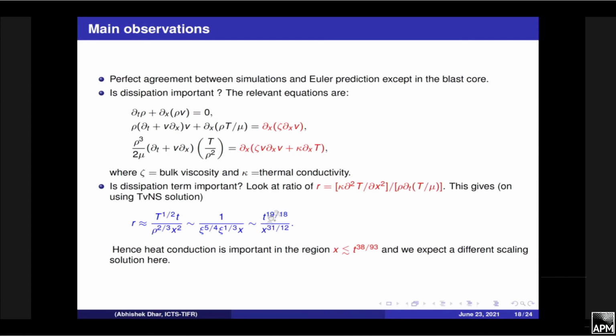And now we ask, is this ratio large in some region, right? What you find is that this R is much greater than 1 if we look at regions in space which scale like this.